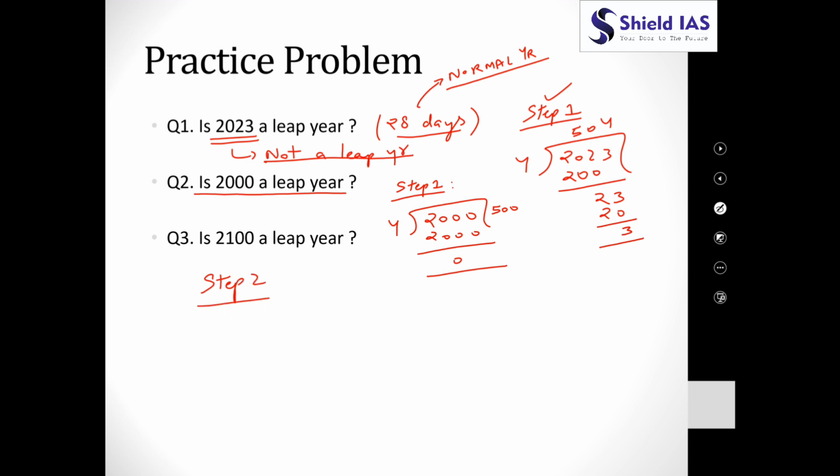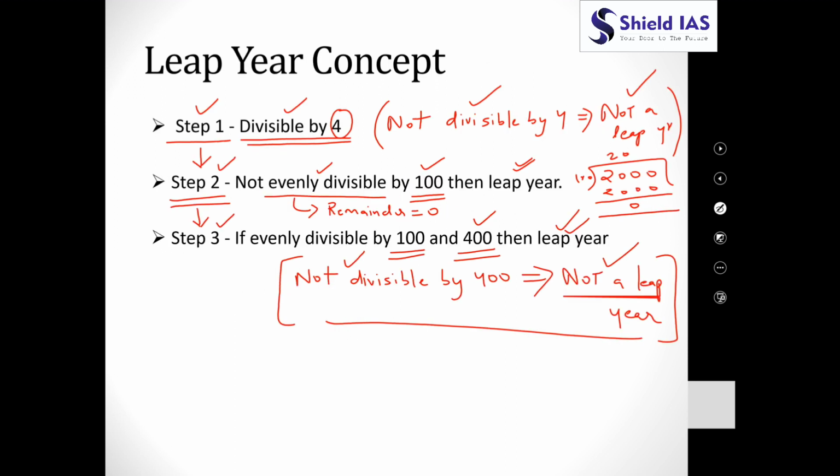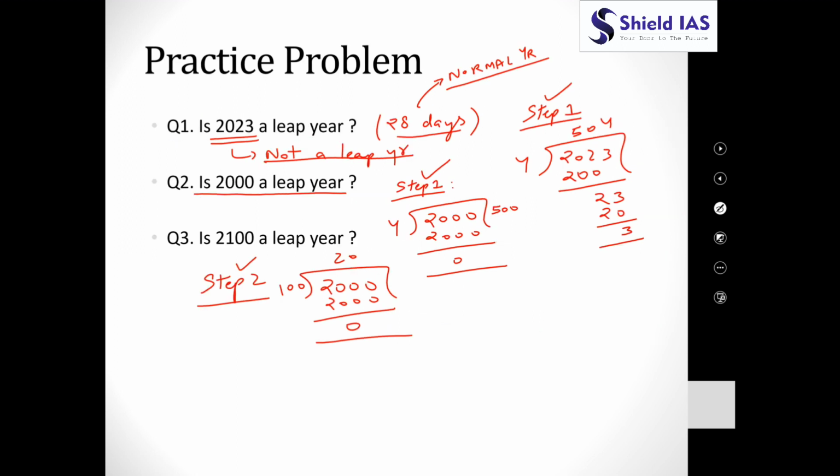What does step 2 say? If in step 1 it is divisible by 4, then you have to check in step 2 whether it is divisible by 100 or not. Let us see. 2000 is divisible by 100. Yes. So we have to go towards step 3, because step 2 says if it is not evenly divisible by 100, then it is a leap year. But here 2000 is divisible by 100, right? So we have to go to step 3.